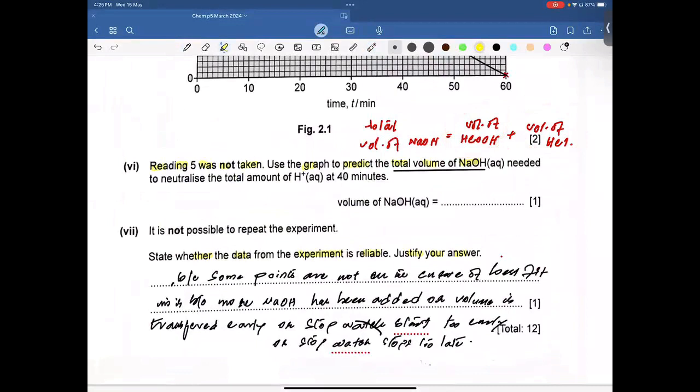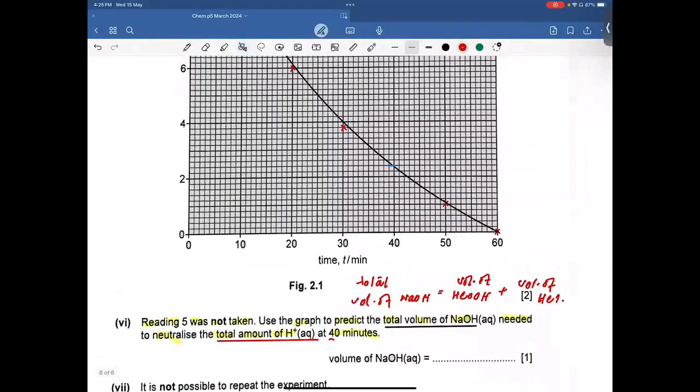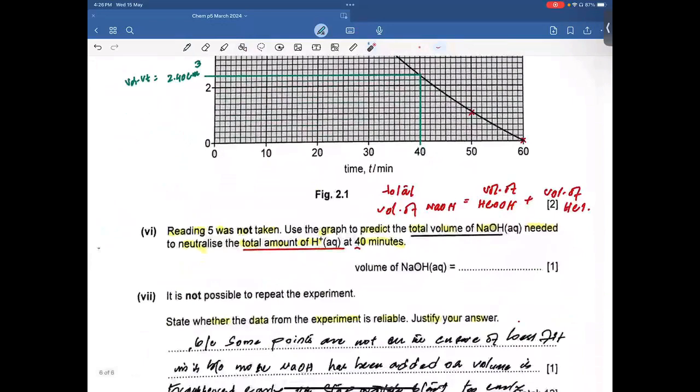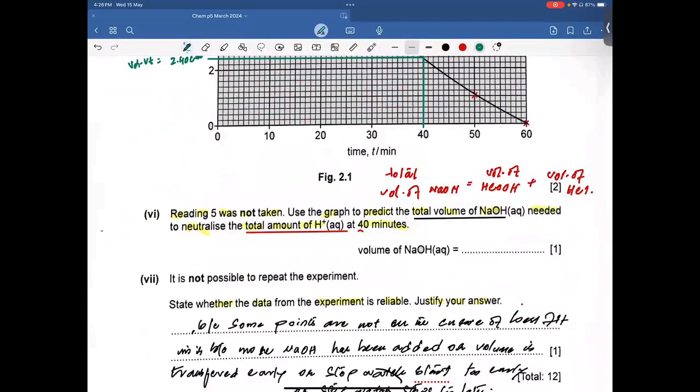How can we find out? Let me read the question again. Needed to neutralize the total amount of H plus ion at 40 minutes. So total amount of H plus ion at 40 minutes. Yes, this is 2.40 cm3, and this is going to be V infinity minus VT, because we have V infinity minus VT on the y-axis. So 2.40 is basically V infinity minus VT, and we need to find out the volume of NaOH used for the neutralization.